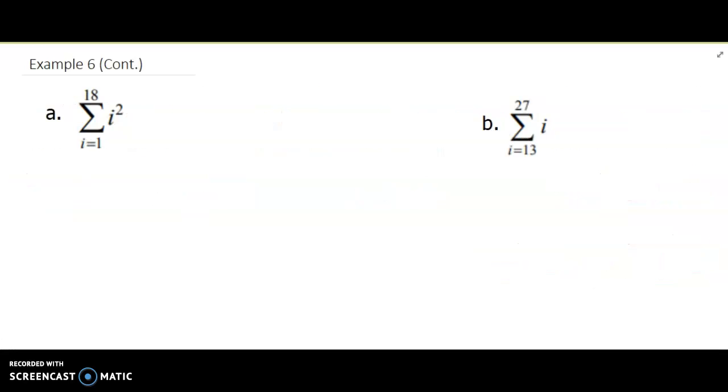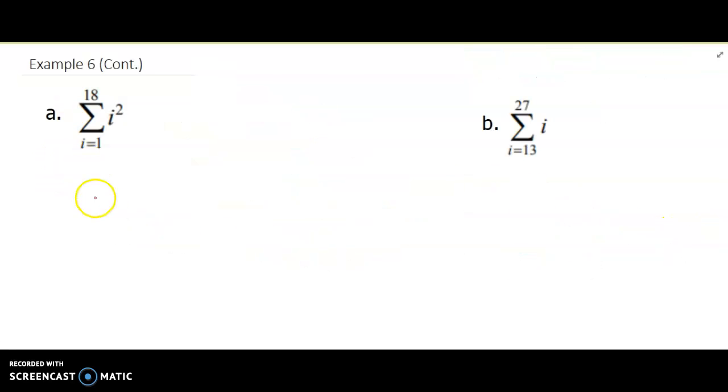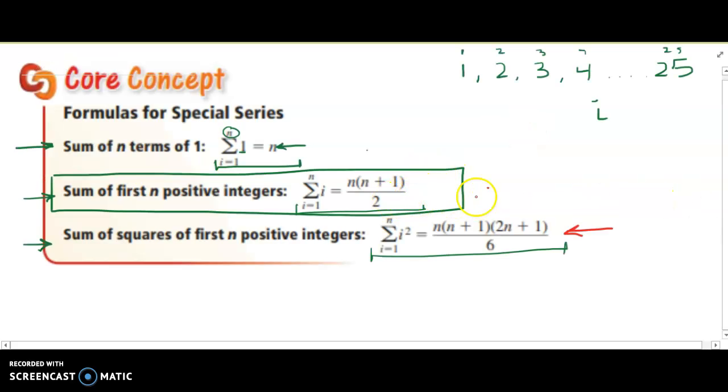All right, guys, let's look at these other examples here. On A, we have the sum from 1 to 18 of i squared. We want the sum of that. So if we go back to here, that would be this formula right here that we would use. The formula that we will use here is n times n plus 1 times 2n plus 1 over 6. Once again, I just got that straight from this formula here. See where it says i squared?